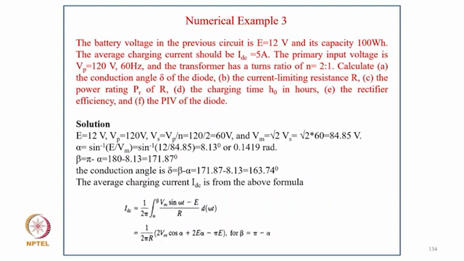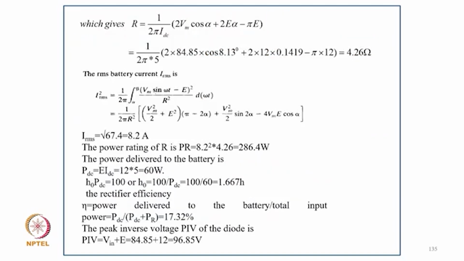The average current IDC is from this, IDC equal to 1 upon 2 pi integral alpha to beta of (Vm sin omega t minus E) upon R. So putting the value, of course, 1 upon 2 pi R in bracket 2 Vm cos alpha plus 2 E alpha minus pi E, for beta equal to pi minus alpha, which gives R equal to 1 upon 2 pi IDC in bracket 2 Vm cos alpha plus 2 E alpha minus pi E, so it comes 4.26 ohm.